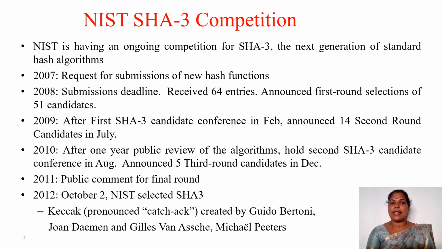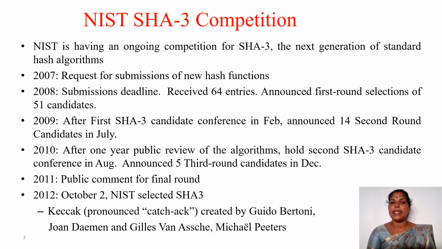In 2007, they requested submission of new hash functions, and they gave the deadline as 2008, and totally they received 64 entries. Then they announced the first round of selections; among 64, they selected only 51 candidates. Then in 2009, the first SHA-3 candidate conference was held in February, and they announced the 14 second round candidates in July.